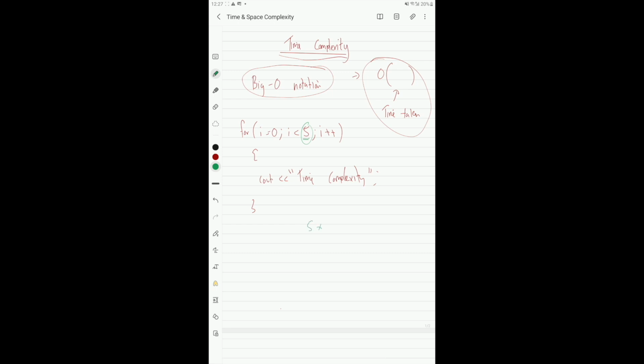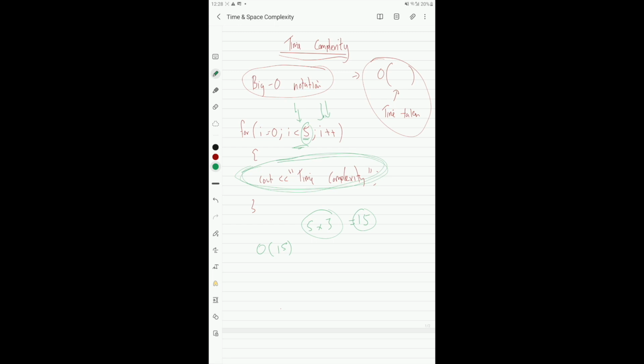So what does it go through? It initiates the value. Okay, done. It checks the condition, prints the statement, increments. Checks the condition, prints the statement, increments. It continues until this condition no longer holds. So you can say that it goes in a loop of 3, no? So this condition checks, increments, and prints. So you can say 5 times 3, so you can say what, 15? So can you write big O of 15? Yeah, you can write big O of 15.